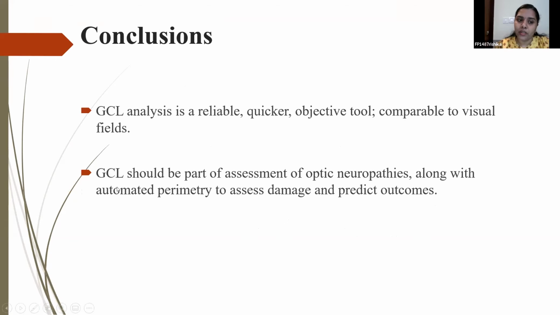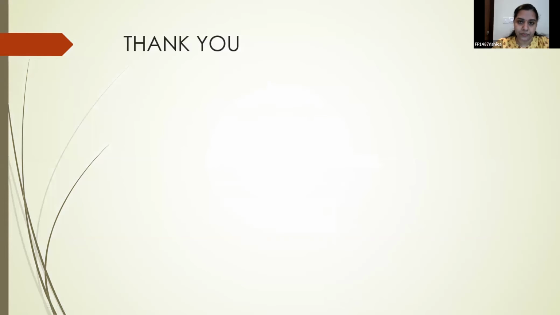To conclude, GCL analysis is a reliable, quicker, and objective tool which is comparable to visual field. GCL assesses the structural component of the optic nerve, whereas visual field is a functional assessment of the optic nerve. And GCL should be a part of assessment of optic neuropathy, along with automated perimetry to assess damage and predict visual outcomes. Thank you.